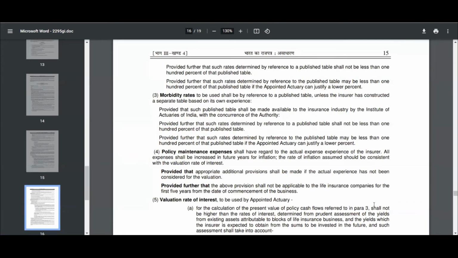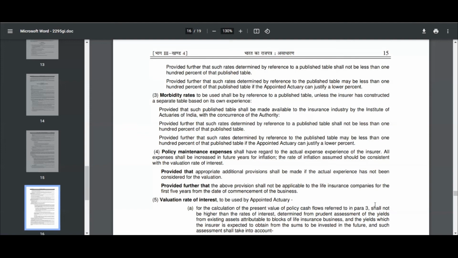Now the yield that would be determined cannot be higher than the yields generated by the block of business to which it has been attributed. And also, for the future, there would be a default risk associated, right? Because there might be non-payment of investment income or the principal, and that would also have to be taken into consideration for determining the valuation interest rate.